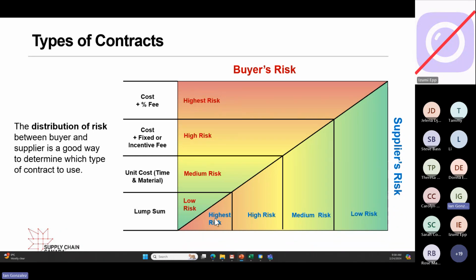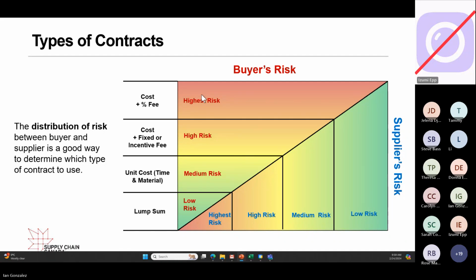Lump sum is the highest risk for them because if they extend their hours, if they spend more labor on a certain job, they eat the risk because it's lump sum. They can't charge for any extras. And of course, what the supplier always wants is cost plus percentage fee, because that's where they usually make a lot of money, and it's low risk to them. Inaccuracies in your estimations, their estimation, it doesn't matter, they'll get paid anyway.